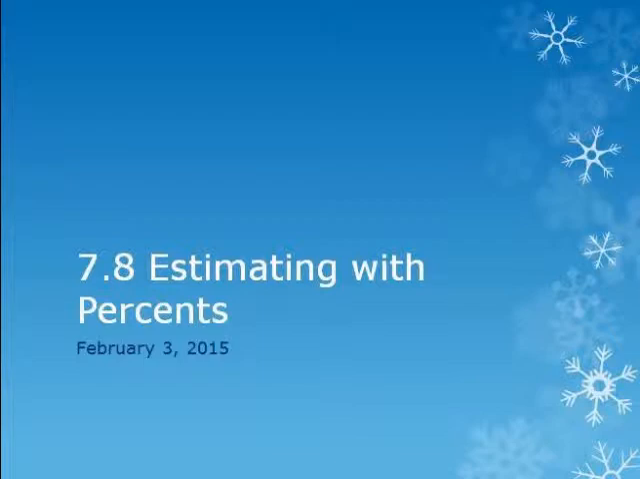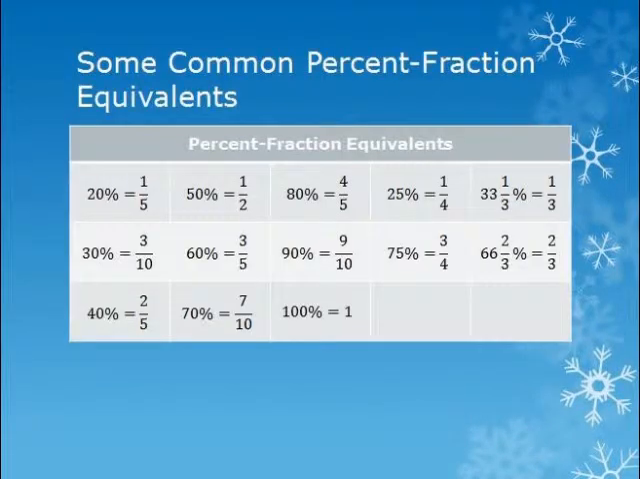So it might ask us to predict 48%. That's close to 50%, so we're going to use 50%, which is 1/2, instead of the 48%. And so that's where the estimation comes in. We're going to round it to numbers that are easier to deal with.